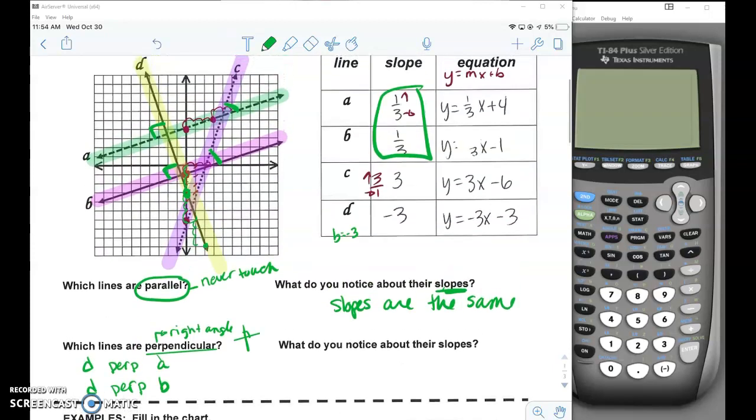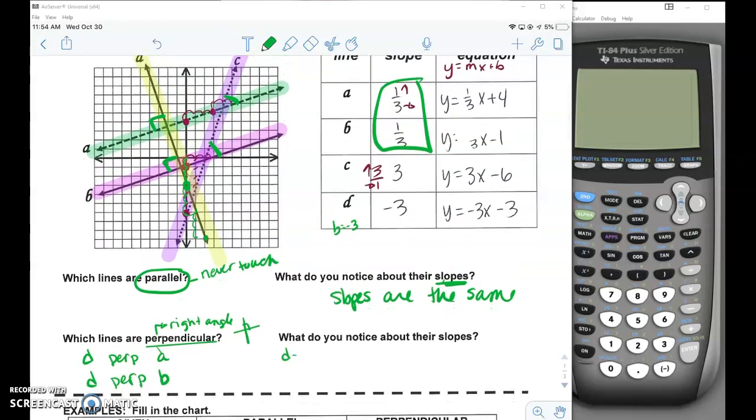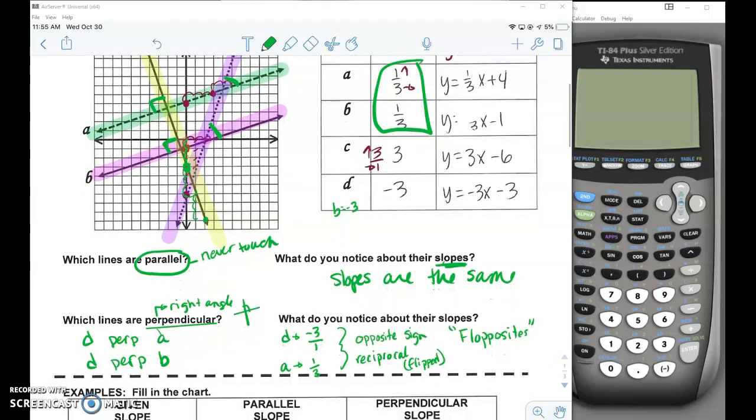to B. Notice that line D, the slope was -3, or -3 over 1, and line A and B had a slope of positive 1 over 3. So notice their slopes are opposite sign, and they are reciprocals, or in other words, they are flipped over. To help us remember this, we will say that perpendicular are flopposites, opposite signs, and they are flopped over.